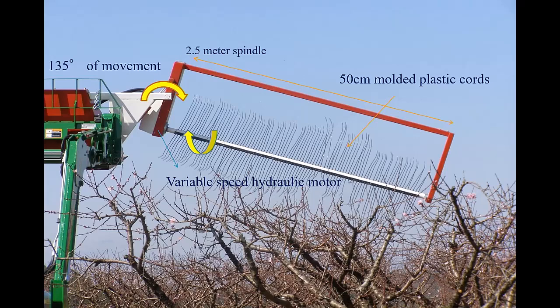On the left, you can see the anchor. You can move that 135 degrees. There's a lot of movement allowed. The spindles, the length, we used a 2.5 meter, but you can use a 3 meter, and I think there's a 2 meter. And then, of course, the hydraulic motor, it's very variable speed.